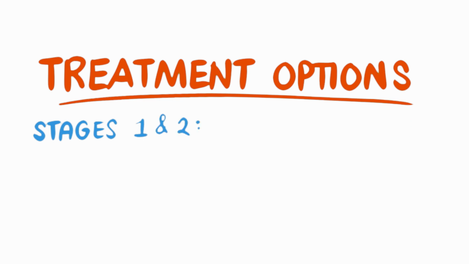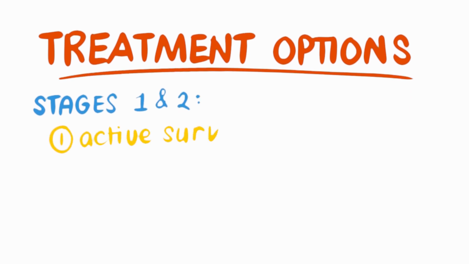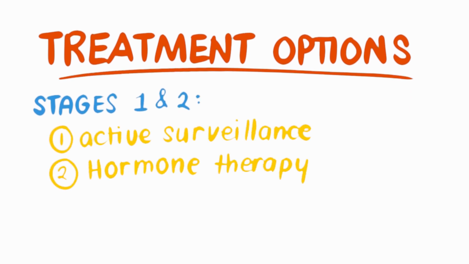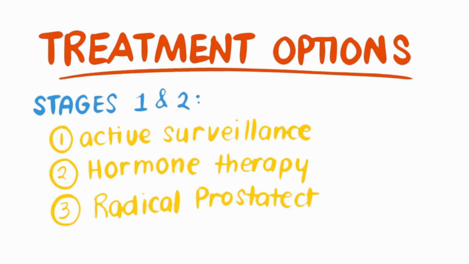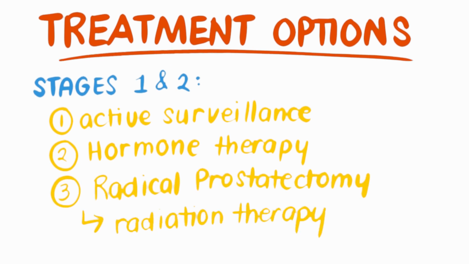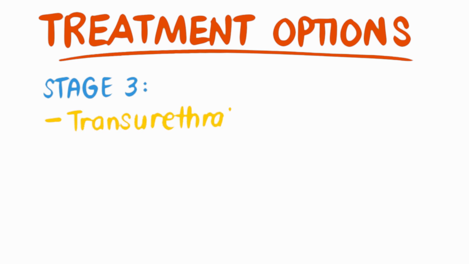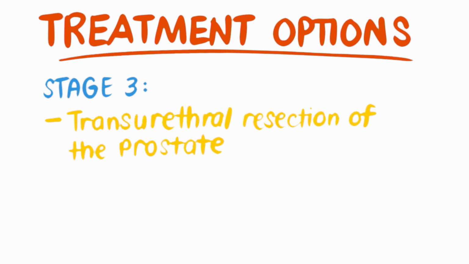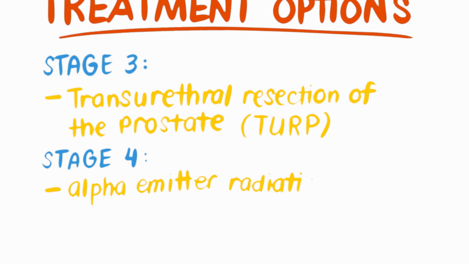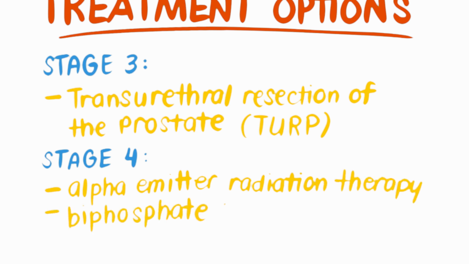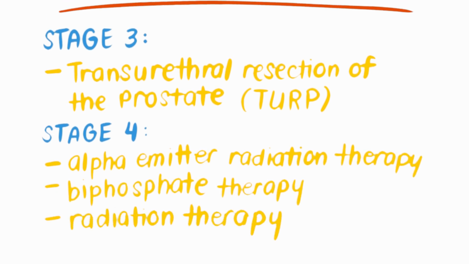What are the treatment options for prostate cancer? Stages 1 and 2 have similar forms of treatment. First is active surveillance. Second is hormone therapy, also radical prostatectomy followed by radiation therapy. For stage 3, transurethral resection of the prostate or TURP. For stage 4, we have alpha emitter radiation therapy, bisphosphonate therapy, and lastly, radiation therapy.